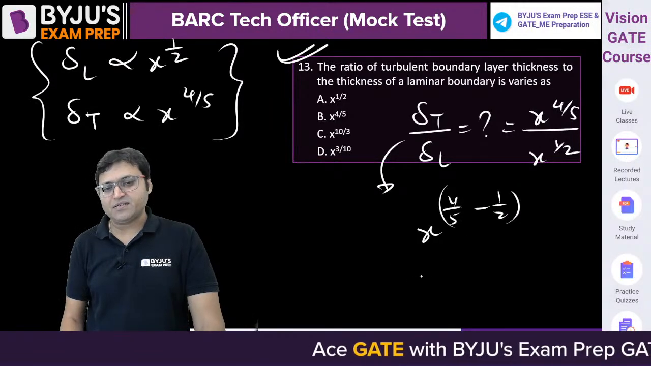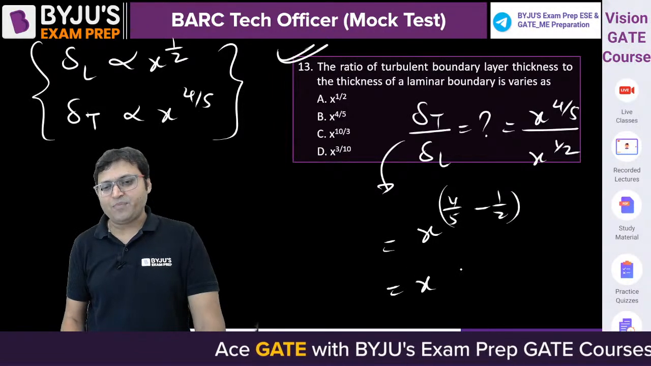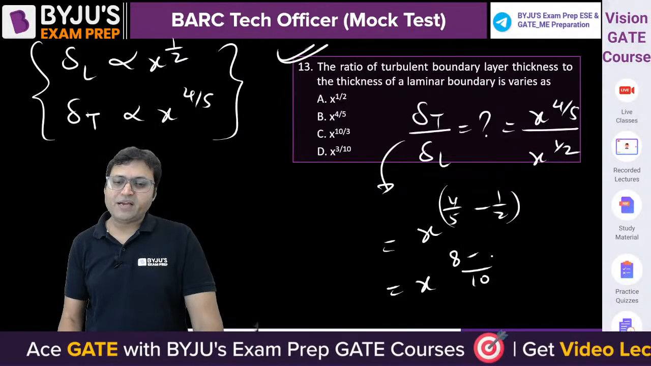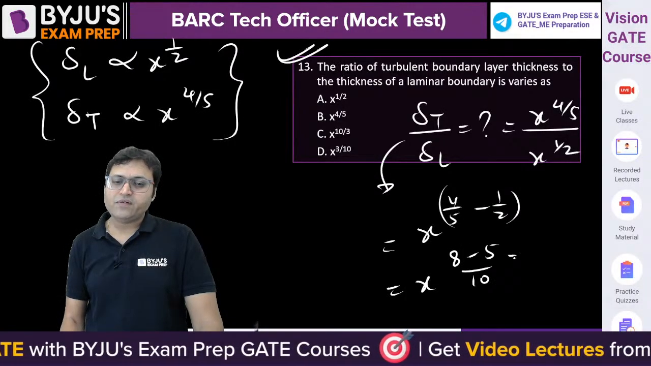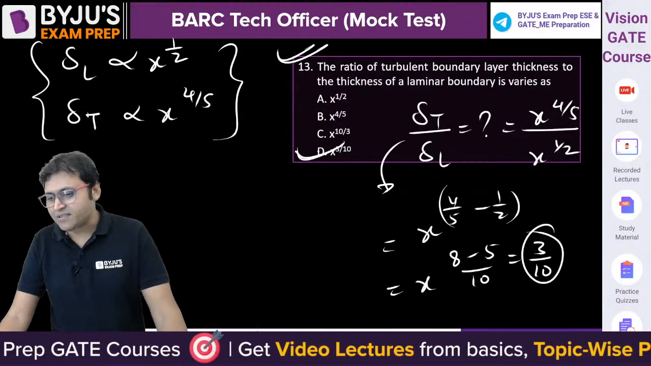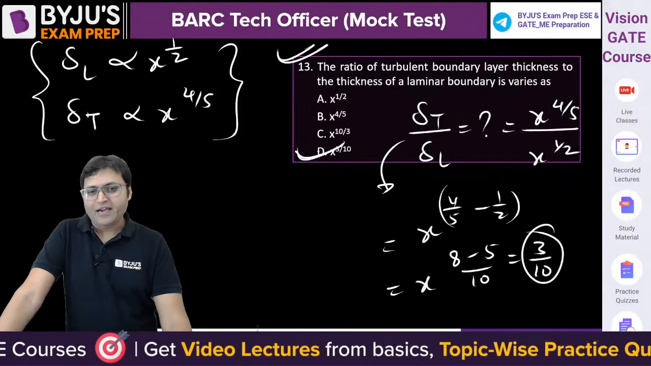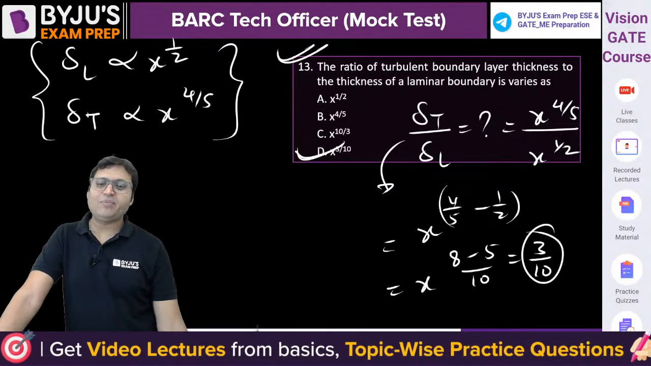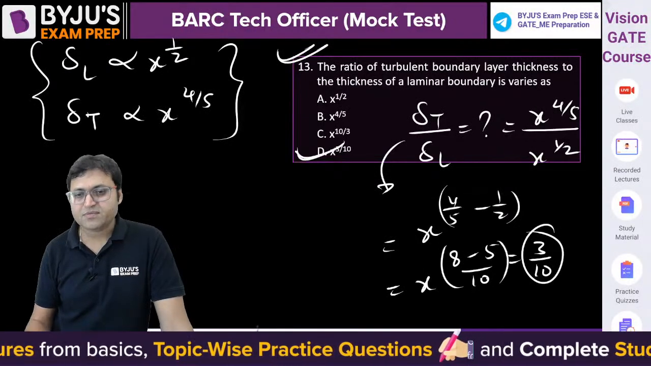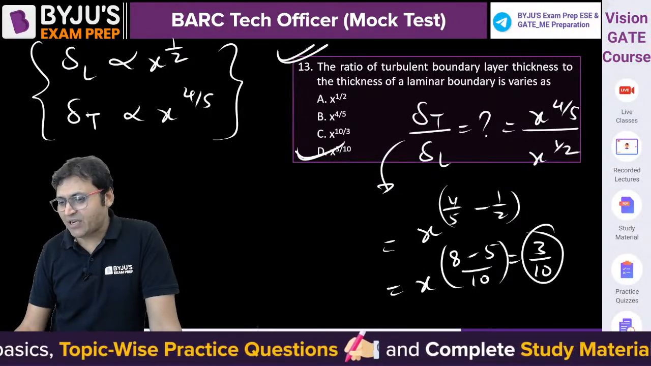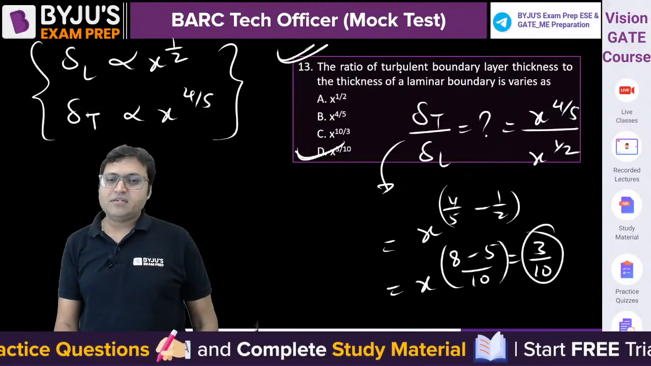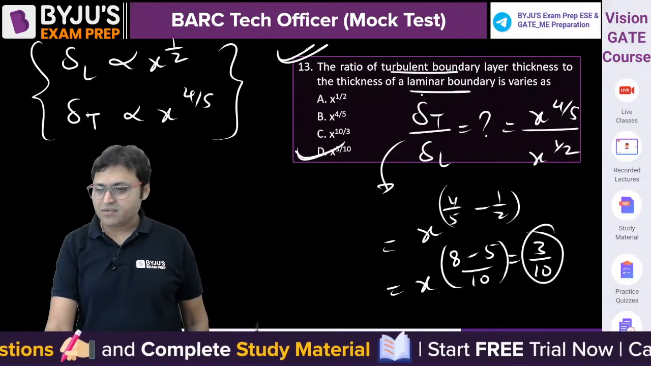What will be the answer? X to the power 8 minus 5, that is 3 by 10. X to the power 3 by 10. D will be the answer. It will not be 10 by 3. It will be 3 by 10, isn't it? Turbulent by laminar is the question. The question is about turbulent upon laminar.